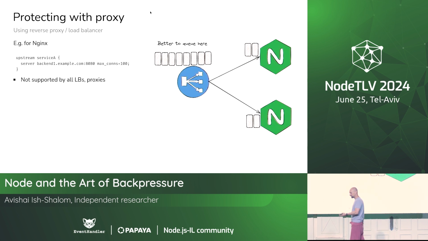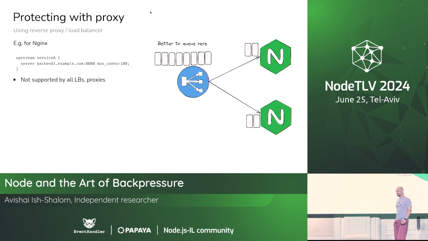So how do we protect our Node.js servers? Easiest way is to use a proxy. If you have Nginx or something like that, then it's very easy to set those parameters. And if we know that we cannot go over 100 concurrency, then we just set max connections, 100, we're done. Okay? Our Node.js is protected, and we don't need to do anything except that.